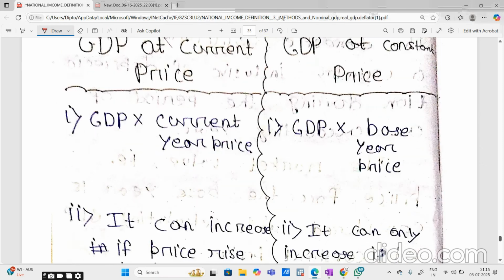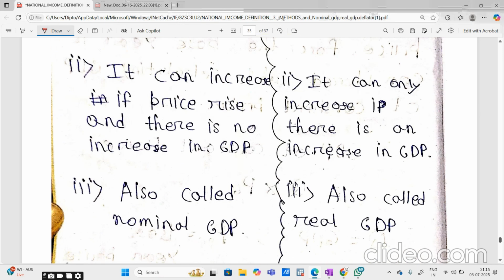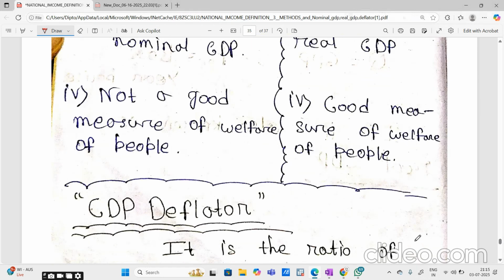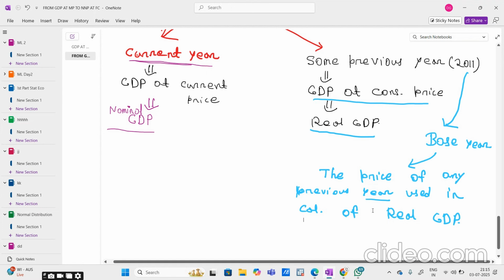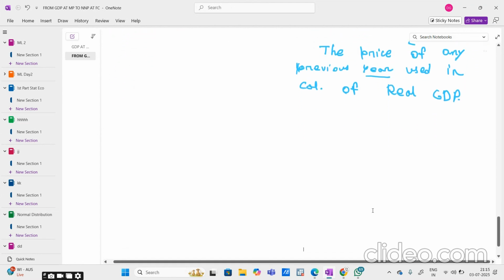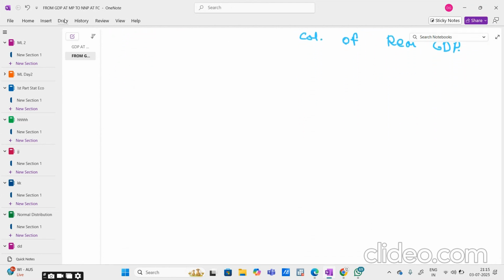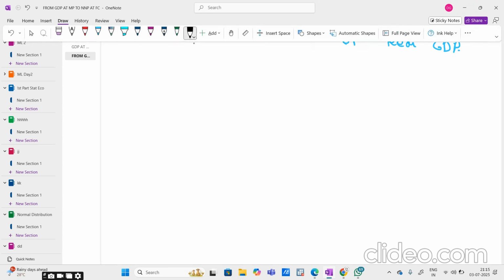So this is GDP at current price, GDP at constant price. The differences are also given here. You can go through these notes also. Now we will lead to the concept of GDP deflator. Various numericals can come from this portion. So this is a very important portion. Now let us lead to the GDP deflator.